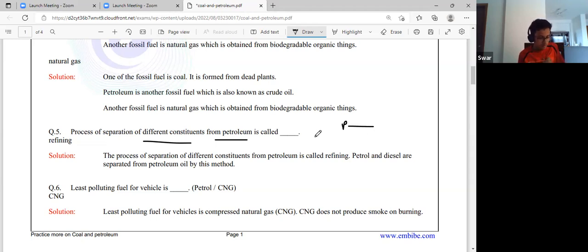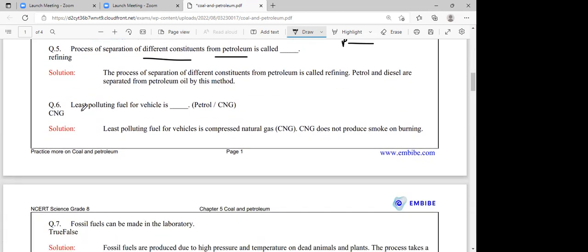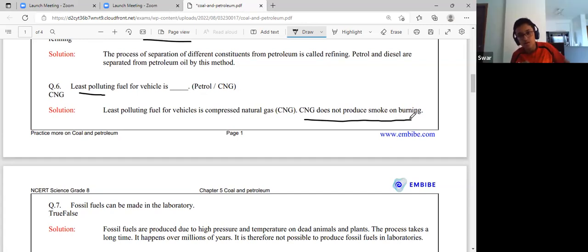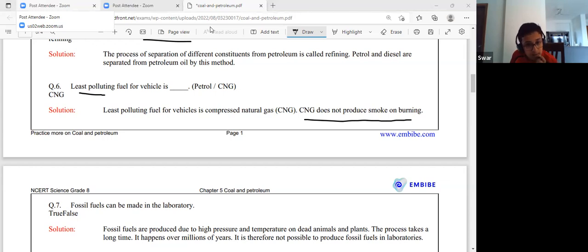Least polluting fuel for vehicles is... Ma'am, CNG. Yes, CNG, least polluting. It's a gas, so it doesn't pollute much. And in the bracket, you'll write the answer as well. CNG does not produce smoke on burning. Okay, ma'am.